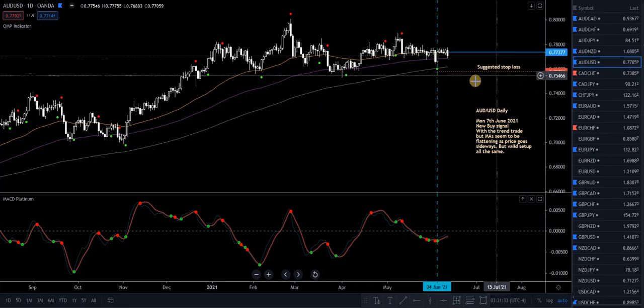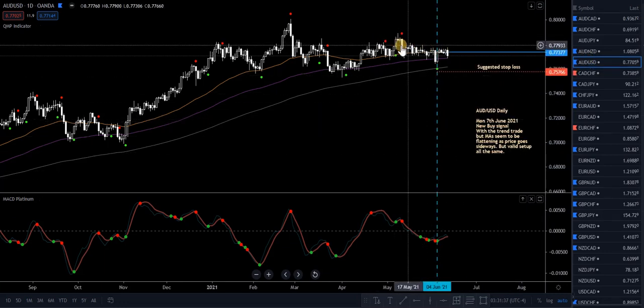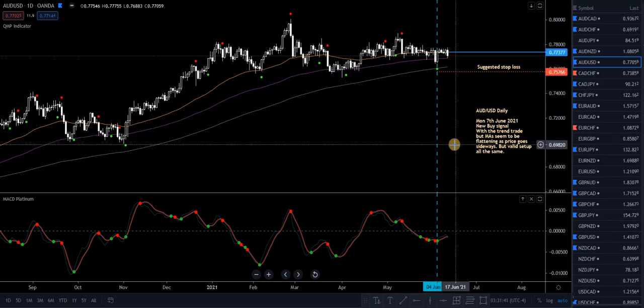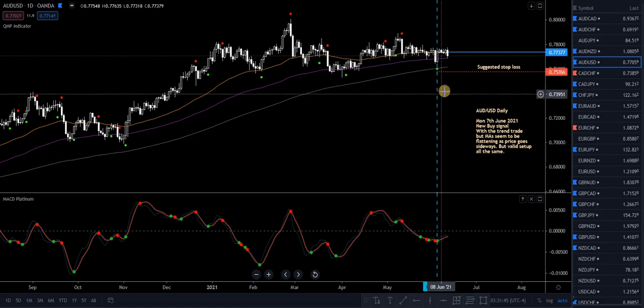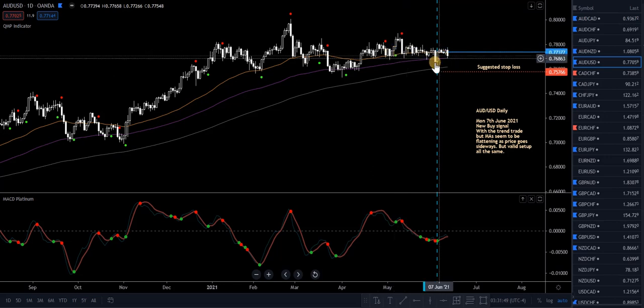Aussie USD, this is a buy I took the other day, and it was all very flat. Look at this. This thing's just gone flat. New buy signal with trend trade, flattening, prices going sideways. Valid setup all the same. It's been tough trading some of these pairs on the daily charts lately. But yeah, that buy is going against me.